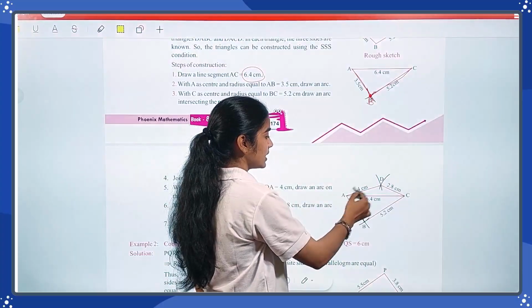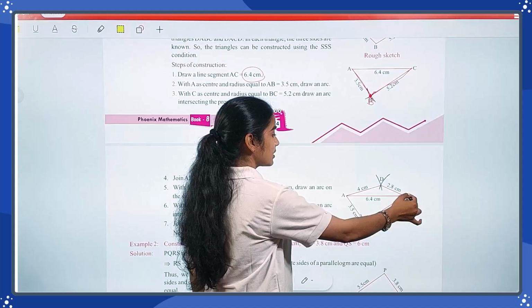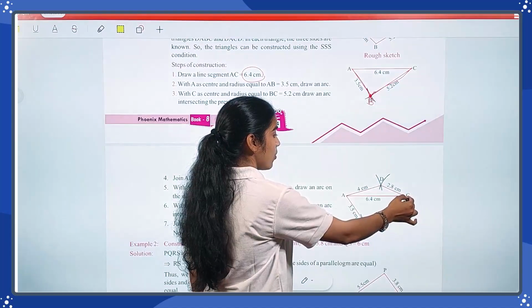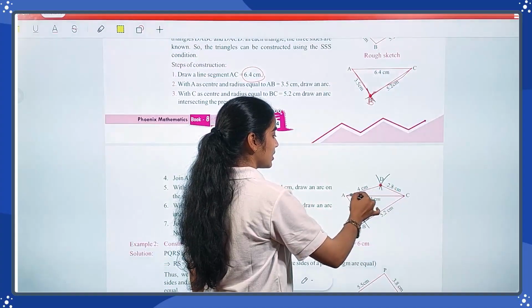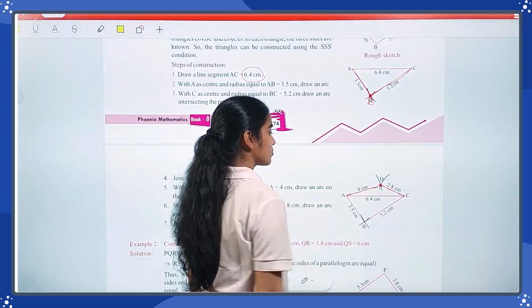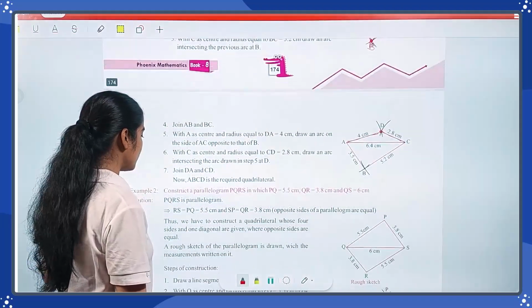Okay. The same process you have to repeat for the upper sides of the quadrilateral. Take A as your center, open your compass 4 centimeter, mark an arc, then take your center as C, open your compass 2.8 centimeter and mark the arc here, and connect these two lines together. So here is your quadrilateral where you have four sides and one diagonal.